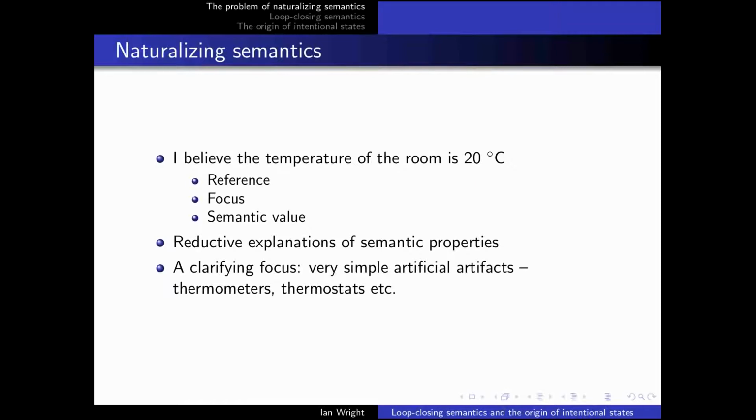I'll tackle this question by deliberately avoiding the complexities of the human mind. Instead, I'll focus on simple artifacts such as thermometers and thermostats. Now, we understand these devices very well. So if we can show how simple artifacts can instantiate some intensional properties, then we'll begin to have a very clear understanding of how reductive explanations are possible.